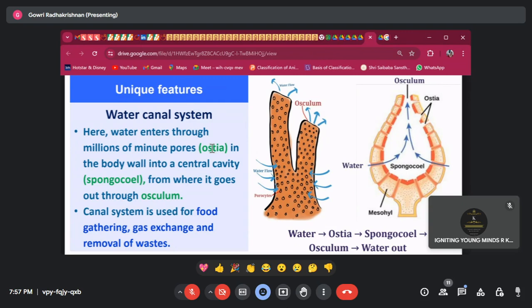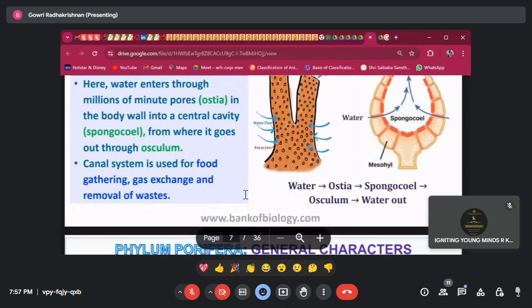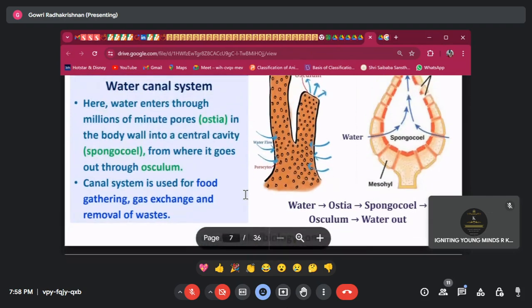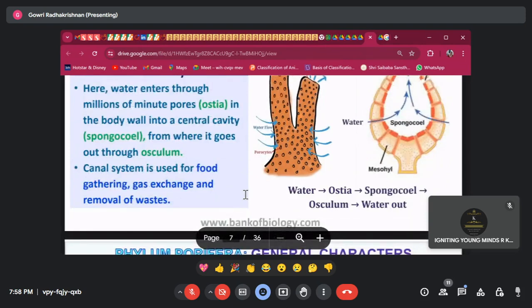In the body wall, water goes into the central cavity, the spongocoel, from where it goes out through the osculum. The canal system is used for food gathering, gas exchange, and removal of waste. Everything happens through this water canal system. So, water in through ostia, spongocoel, and osculum, water out. So this you have to remember.